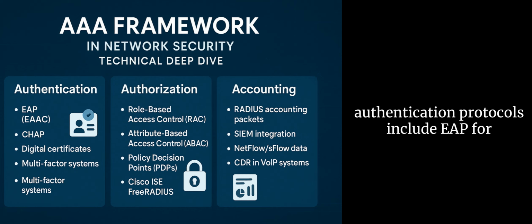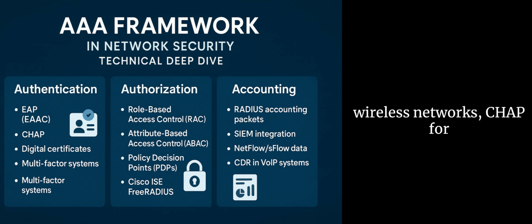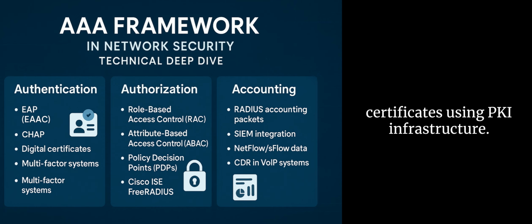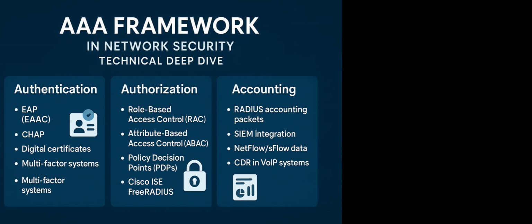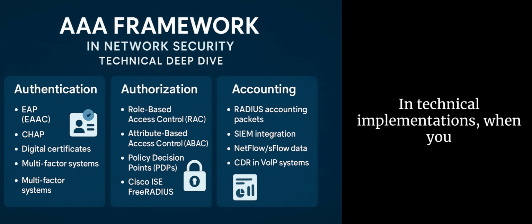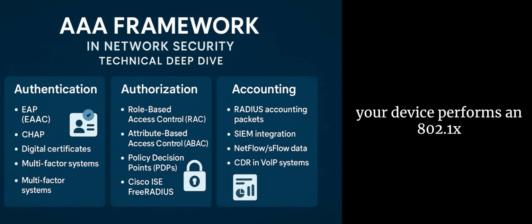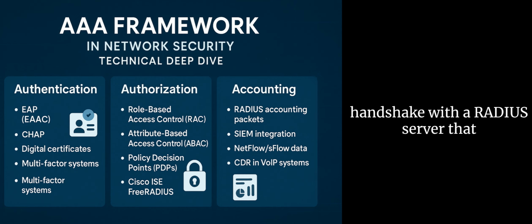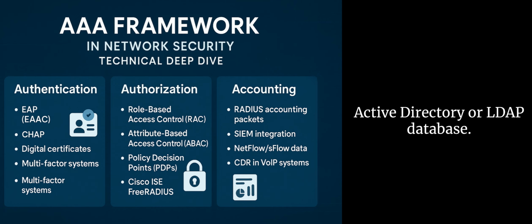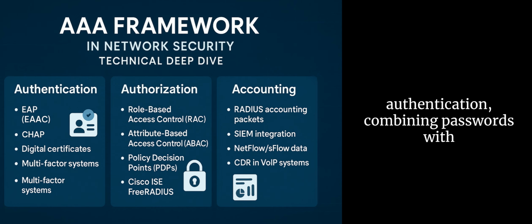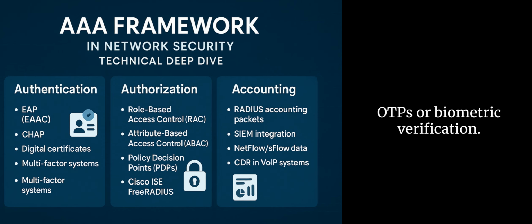Common authentication protocols include EAP for wireless networks, CHAP for point-to-point connections, and digital certificates using PKI infrastructure. In technical implementations, when you connect to a corporate Wi-Fi network, your device performs an 802.1x handshake with a RADIUS server that validates your credentials against an Active Directory or LDAP database. Strong systems implement multi-factor authentication, combining passwords with OTPs or biometric verification.